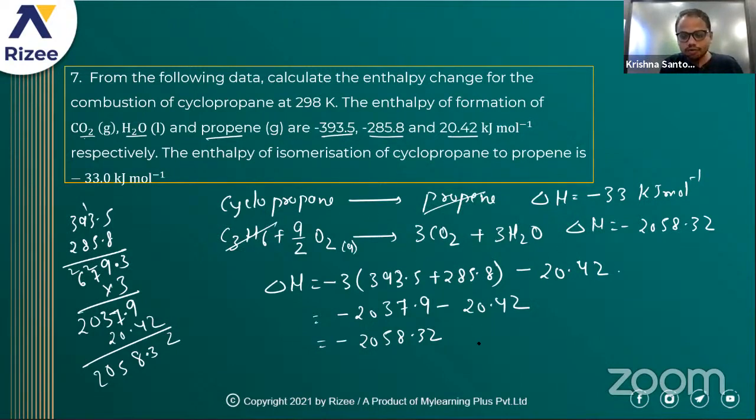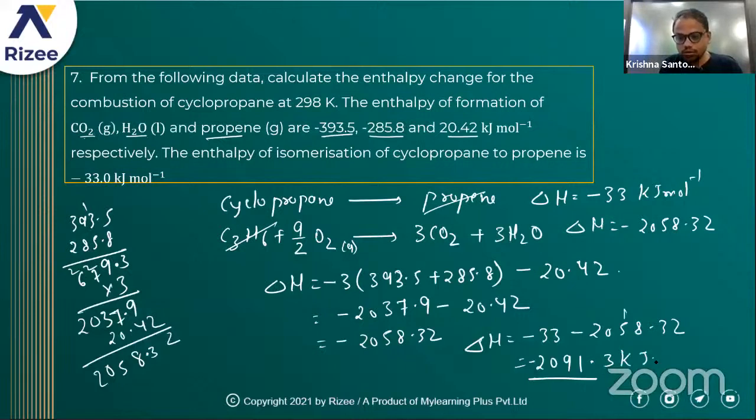Okay, so adding this one, we will get delta H equal to nothing but minus 33 plus, and this is also minus, so minus 2058.32. So we get minus 2091.3 kilojoules per mole. Okay, so this is the enthalpy of combustion of cyclopropane. We are getting it like this.